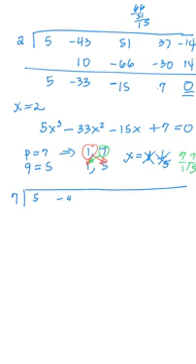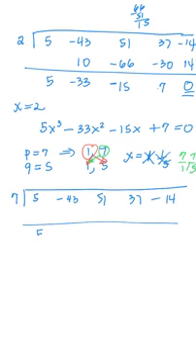So we have 5, negative 43, 51, 37, and negative 14. We bring down the 5. 5 times 7 is 35. Negative 43 and 35 is negative 8. 7 times negative 8 is negative 56. Hey, we might be onto something here. We get negative 5, and 7 times negative 5 is negative 35. And 37 gives us a 2. 7 times 2 is 14. So it does work. Hot diggity dog.